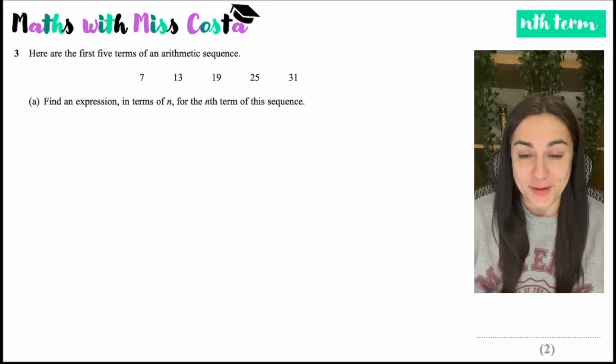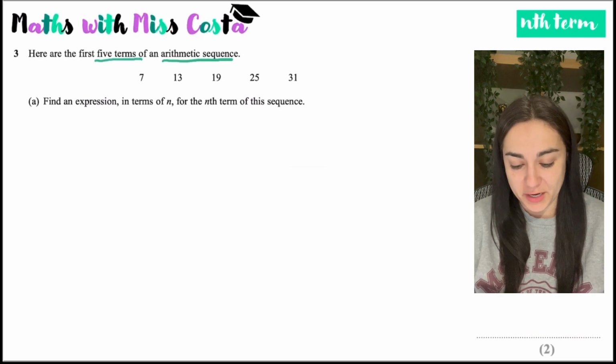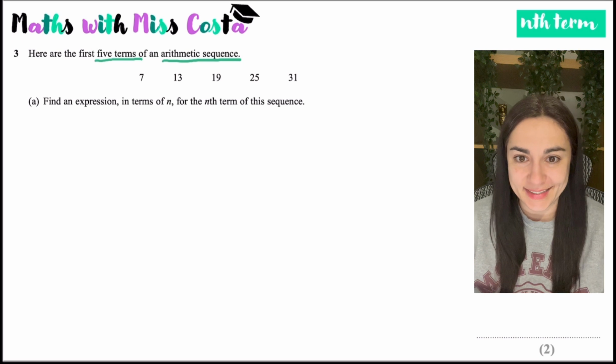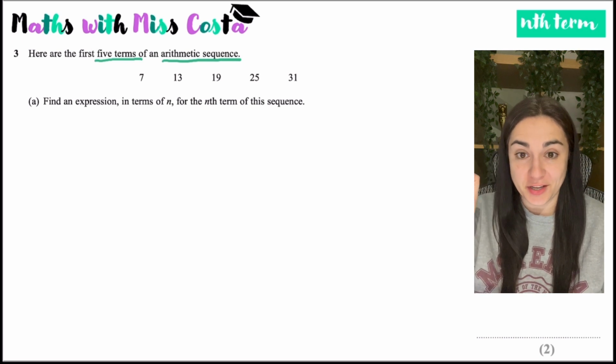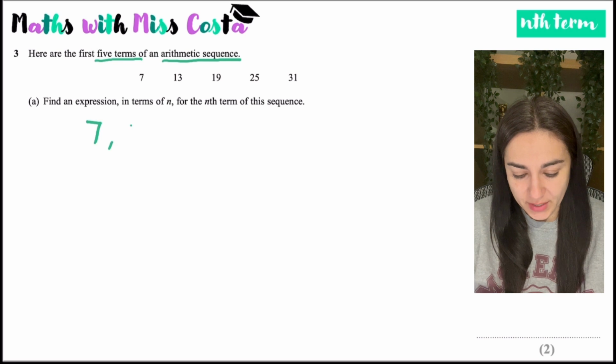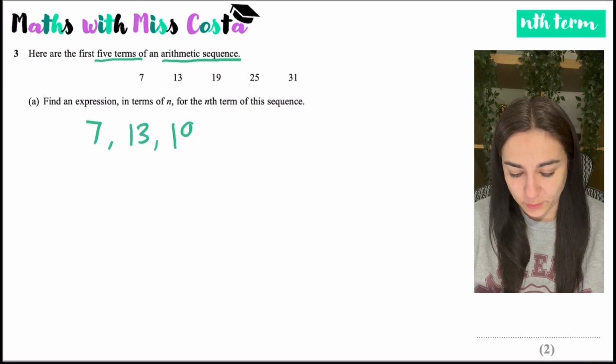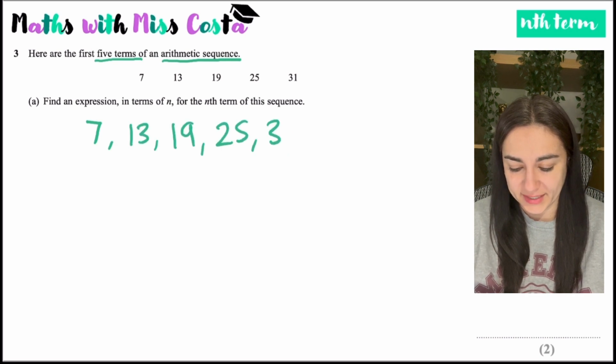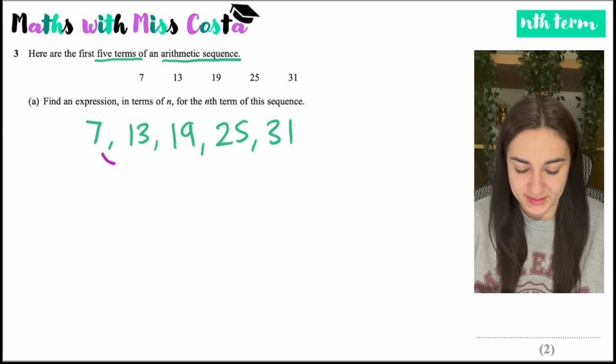So in this question, I am told the first 5 terms of an arithmetic sequence. An arithmetic sequence just means each term increases by a constant value. So let's have a look at what's happening. It's always helpful to just write it out again yourself.